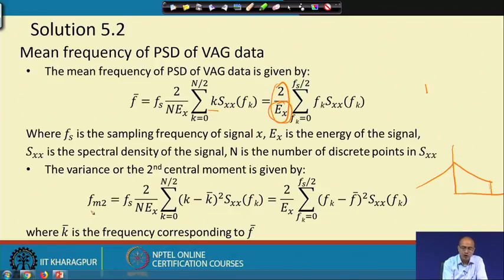Next is the second central moment or variance. What we can do, instead of f k, we are multiplying it with (f k minus f bar) square, where f bar is the mean frequency. Okay. So, this is the way we get the mean frequency of the PSD and the variance of the PSD. So, let us see how the results we get.